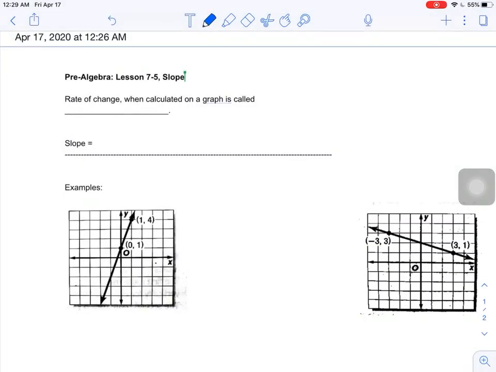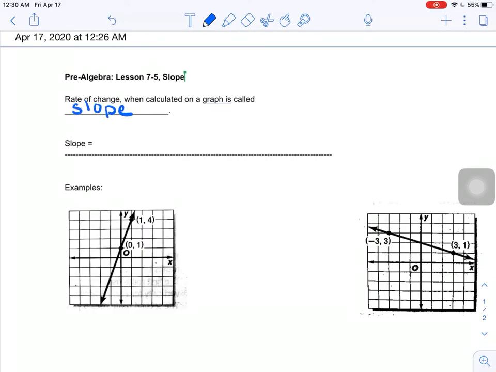Yesterday, we worked with rate of change. Today, the second part of our lesson, we're still going to be working with rate of change, but we're going to be working with rate of change specifically on a graph. So when you put rate of change on a graph, we give it a different name. So rate of change on a graph, we call the slope.